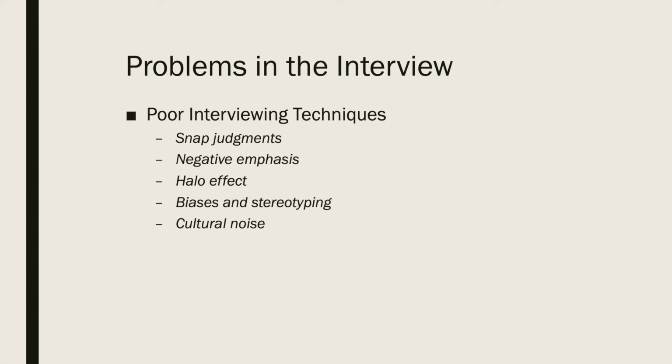Negative emphasis. Looking at a person and basing everything off of maybe a first impression that might not have gone the way it should have gone. Maybe you have a negative impression of a person. The halo effect is the opposite. You have a chemistry with that person, or they say something, or there's something about them that you like from the very beginning, and you're going to bias everything towards the positive for that person because you found something that you could relate to or liked about them. Biases and stereotyping, we talked about that, and then cultural noise.